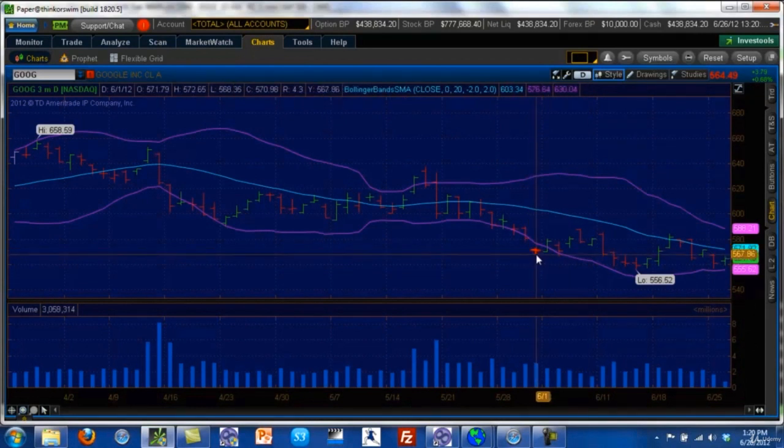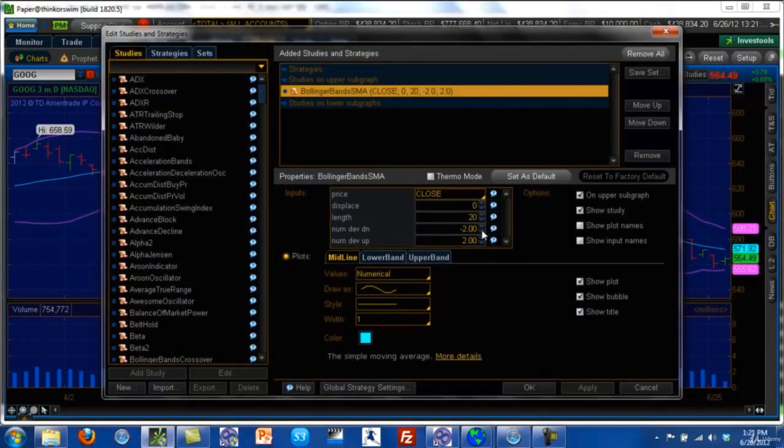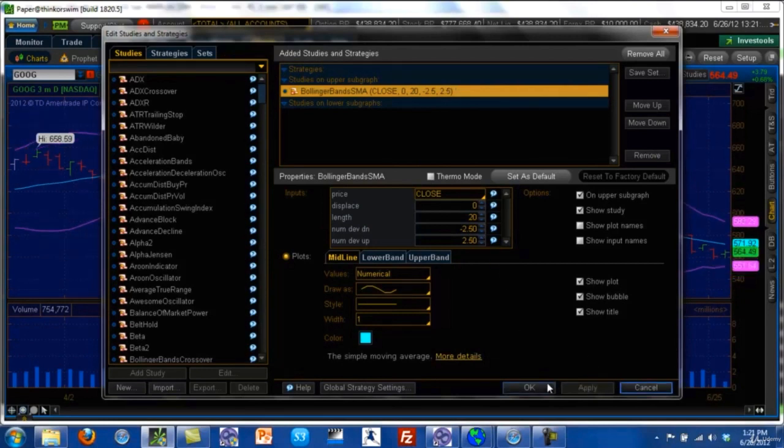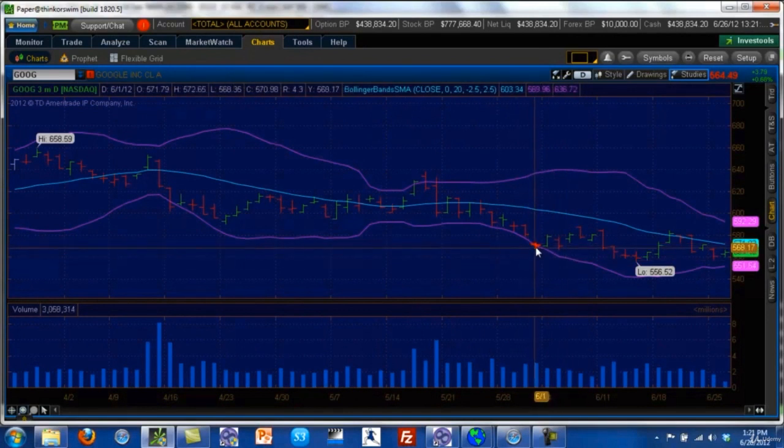All of these studies have default values. So in this case, it's a -2 standard deviation and +2 standard deviation. But if we come to the edit studies panel again, you can actually change this also. So we can say, let's do it to 2.5 standard deviations. So now if you put 2.5 standard deviations and we apply that and look at it, now you'll see that you'll have even less points outside the band. Now this particular day, this trading range here, you can see that it actually comes inside the band.